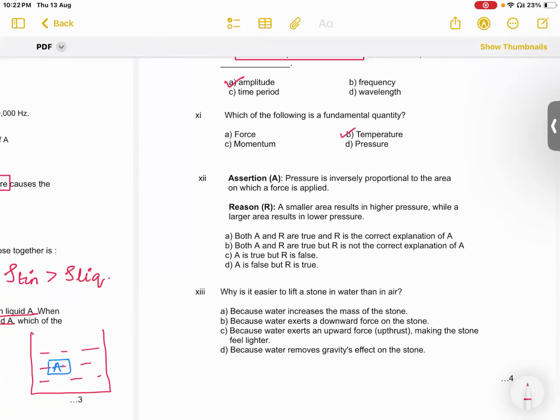Next, students, an assertion and reason based question. The pressure is inversely proportional to the area on which the force is applied. I feel it is yes, because we know that pressure is equal to thrust upon area, so pressure is inversely proportional to area. This is correct. A smaller area results in a higher pressure. That is also correct, because the smaller the area, the higher the pressure, while a larger area results in low pressure. This is also correct. So they both are true, guys, and it is a correct explanation. That is perfectly correct. Next one.